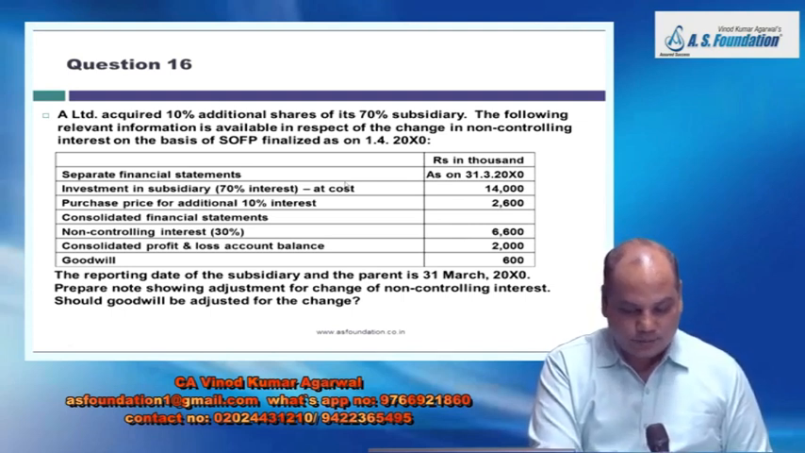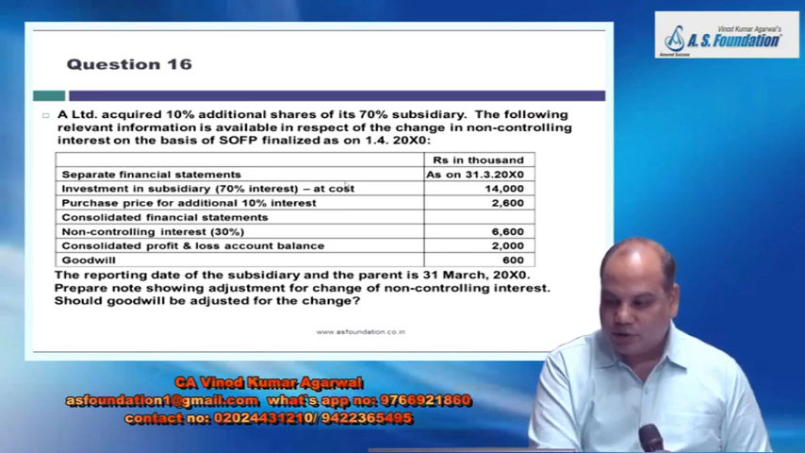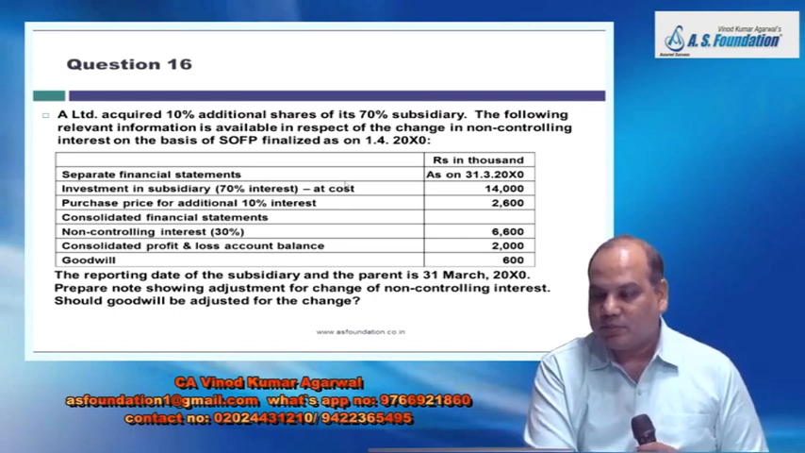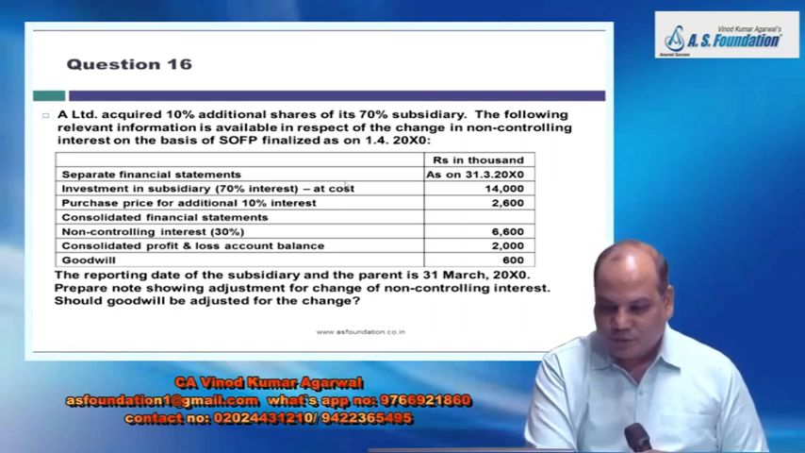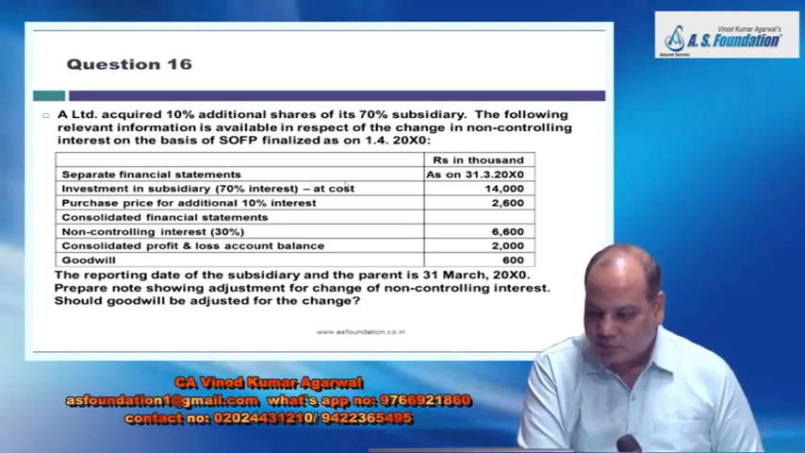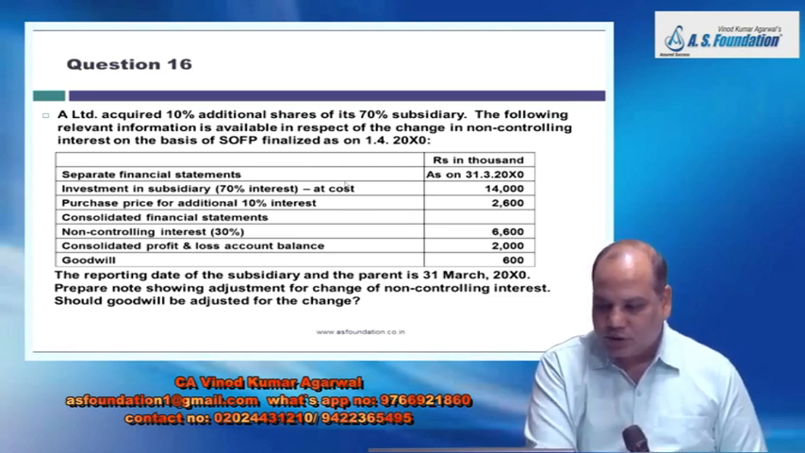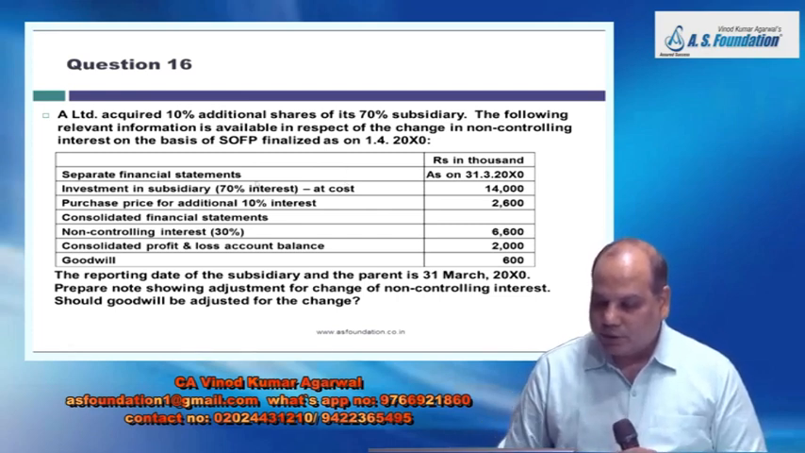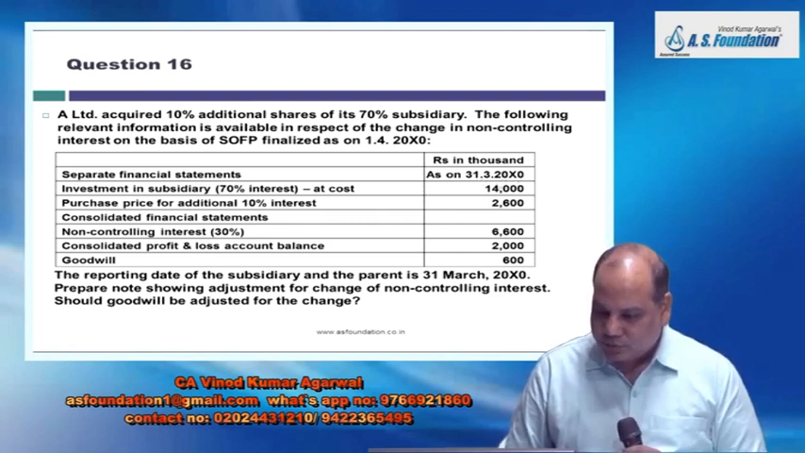A Limited acquired 10% additional share of its 70% subsidiary. From 70 it has become 80. The following relevant information is available in respect of the change in NCI on the basis of SOFP finalized on 31/3/20X0, rupees in 1000. Separate financial statement as on 31/3/20X0. Investment in subsidiary 70% at cost 14,000.